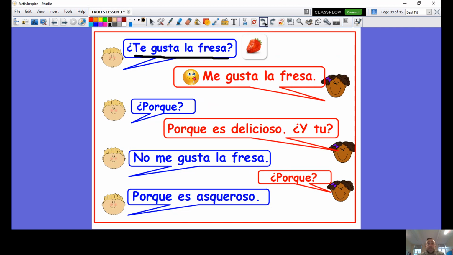Right, it's time to practice with Mr. Bell. This time, I'm going to be this side here, the blue side. You're going to be the red side. So I will say, ¿te gusta la fresa? You will say, me gusta la fresa. I will say, ¿por qué? And you're going to say, porque es delicioso. ¿Y tú? And I'll answer your question by saying, no me gusta la fresa. Don't forget to say to me, ¿por qué? And I'll tell you why. Porque es asqueroso. Okay, here we go. 3, 2, 1.